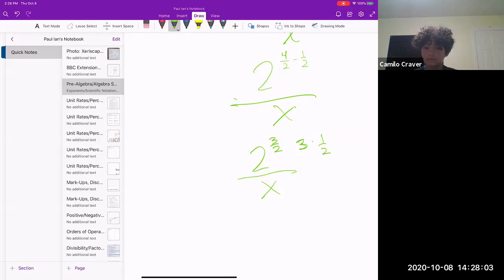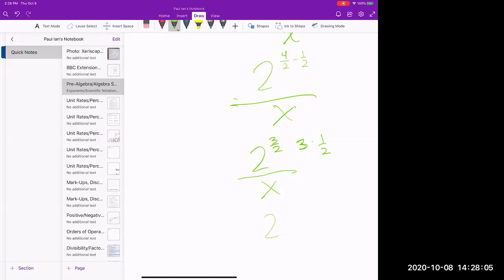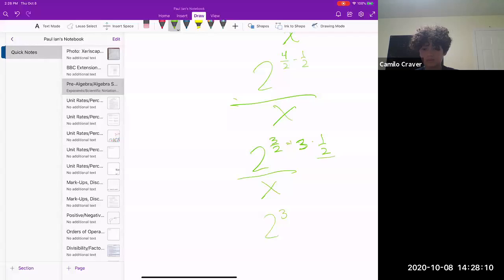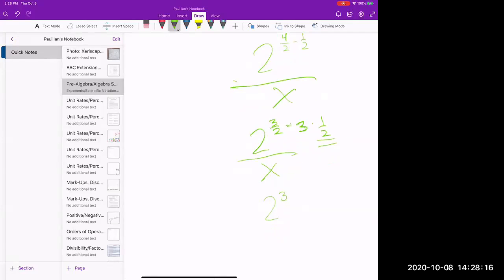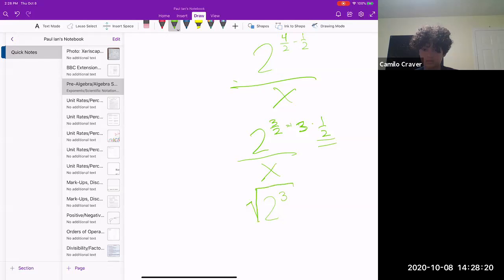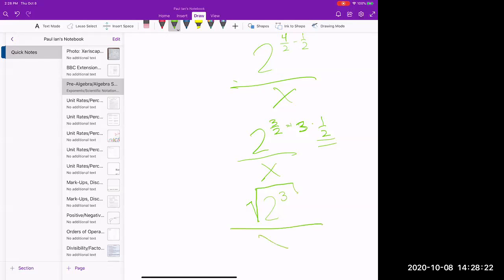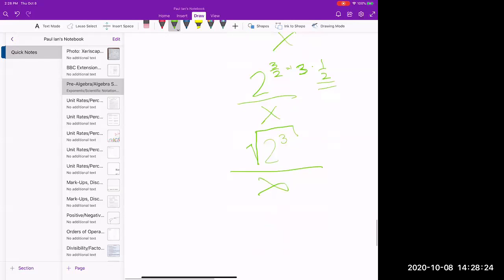So this 3 goes with the 2, right? Yeah. And then the 1/2 is what? What is 1/2? Divided by 1/2. What is it? It's a square root, right? Oh, yeah. So it's square root, and then you over X. So what is this one? The square root of 2 cubed.